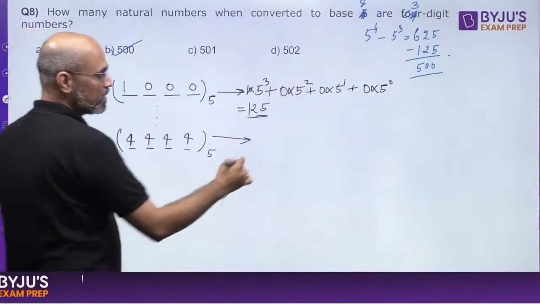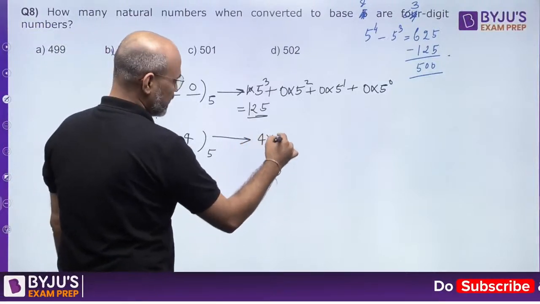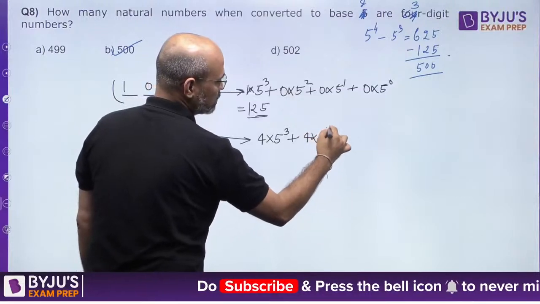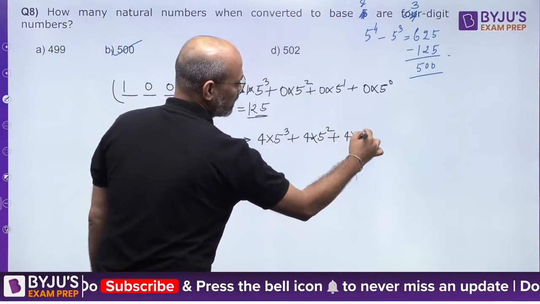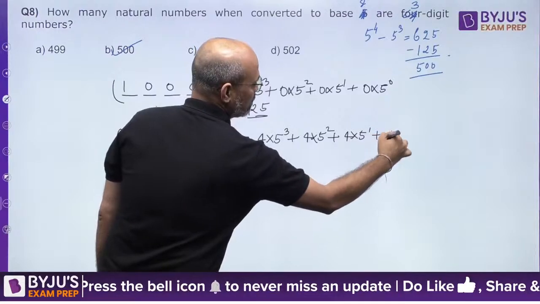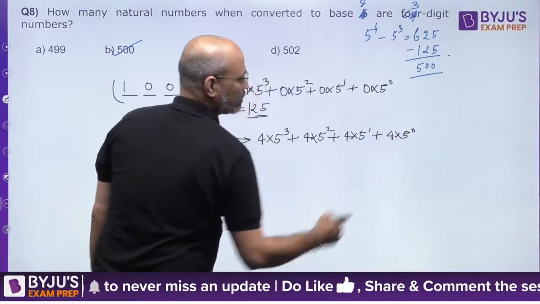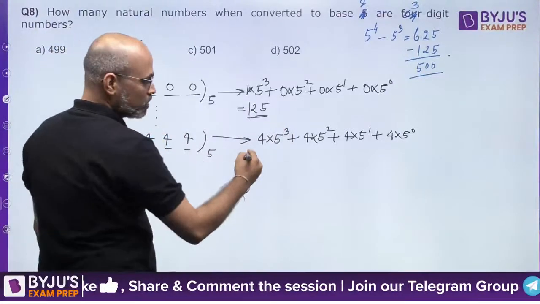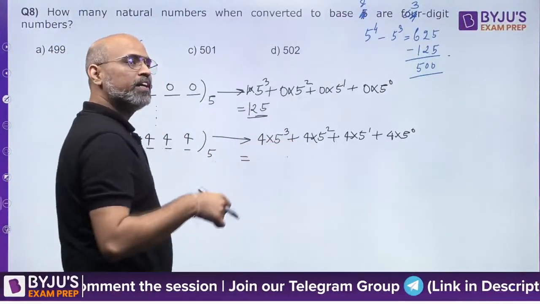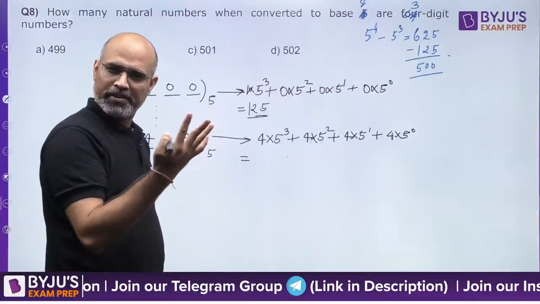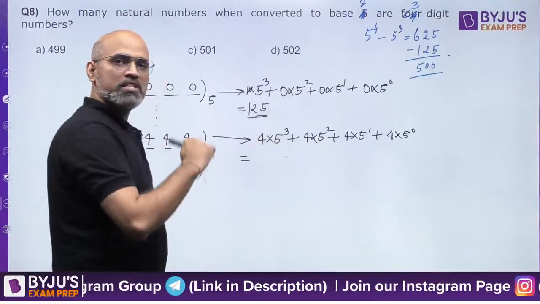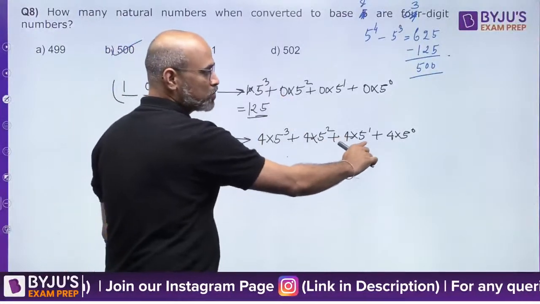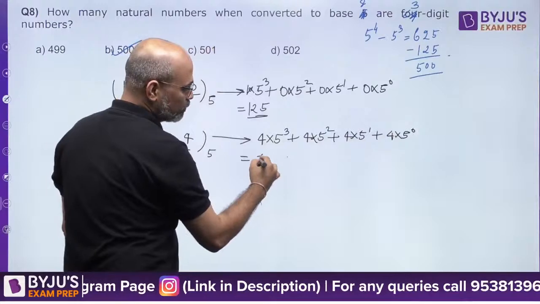To convert, you write down the digit at that place and multiply it by its weight, next one multiply by its weight, next one multiply by its weight, next one multiply by its weight. So the weight starts from 0 and it keeps on increasing as you move left. So this is going to be 4 into 125. 4 into 125 is 500. 25 into 4 is another 100. 500 plus 100, 600. 620 plus 4, 624.